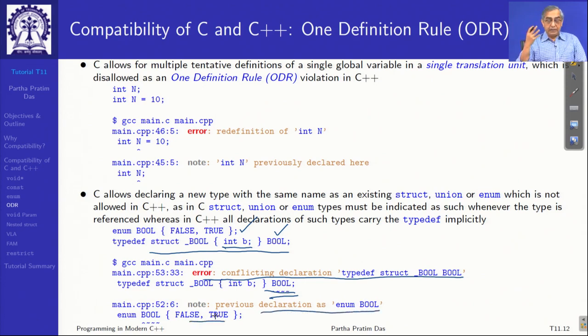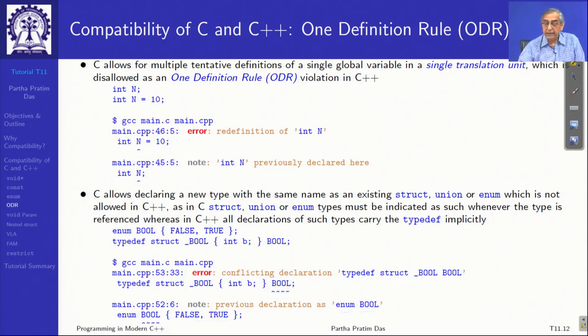I took just 2 different types of examples, but it all comes under the ODR or one definition rule of C++, that in C++ you can have only one definition of a variable or a type, and trying to redefine is always an error. In C it is not always so.